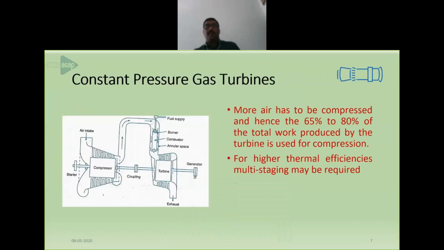Now, what is the working principle of a constant pressure gas turbine? Here you can see inside the constant pressure gas turbine, the first part is a compressor. To the compressor, air is taken. The air is flowing to the combustion chamber. So this is the combustion chamber. I think it is clear to you.